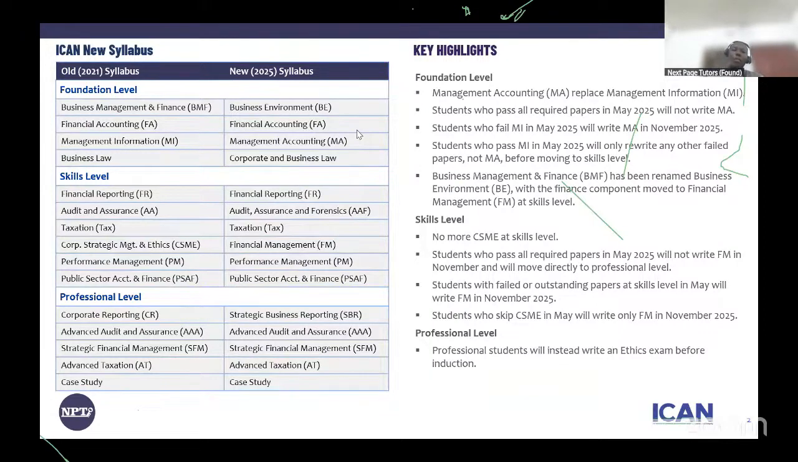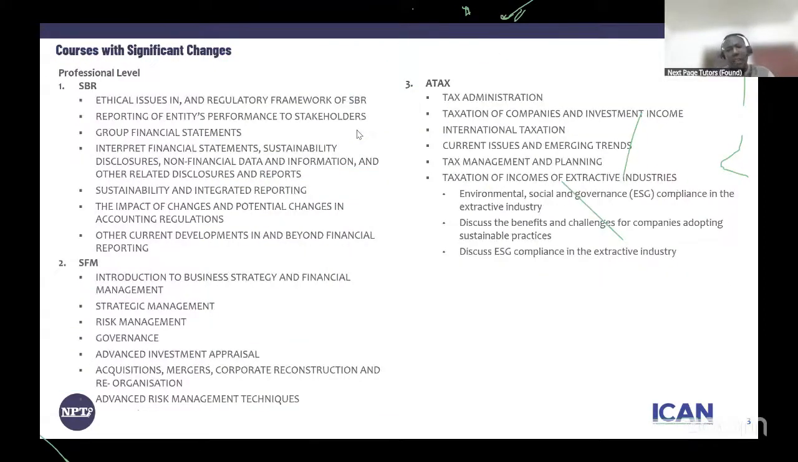All right, so moving on is now for us to look at what has changed in terms of the courses with significant changes. I won't dwell on all of them, because we have some courses where we do not expect significant change, the likes of PSAV. Maybe the recent financial regulations will just have an impact, but we have courses that have changed significantly. I will start from the professional level. Number one will be SBL.